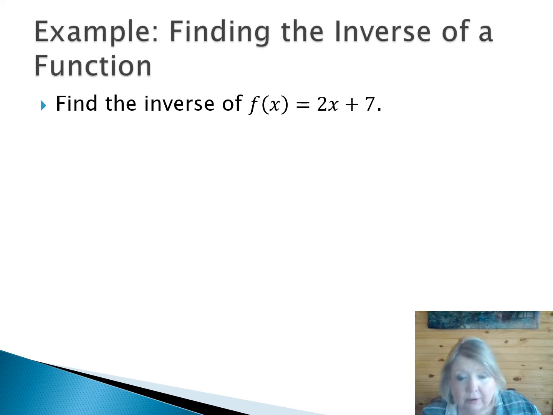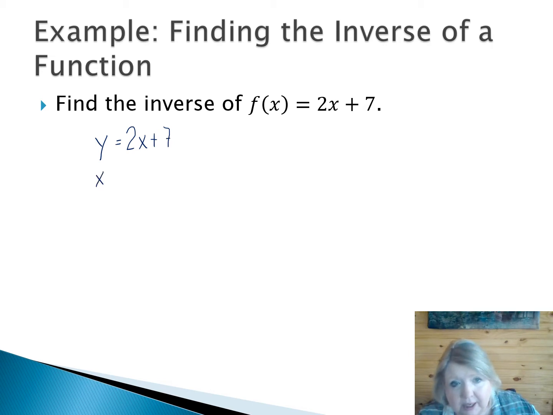Let's start off with a linear example. Find the inverse of f of x equals 2x minus 7. So what I'm going to do is change f of x back to y, which is the way we initially learned this. Then I'm going to interchange x and y. My y is going to become x, my x is going to become y. Then I need to solve for y.